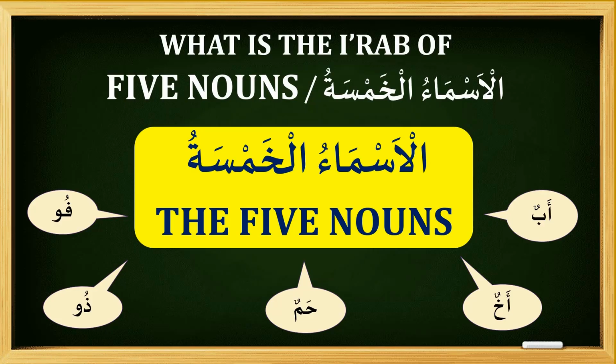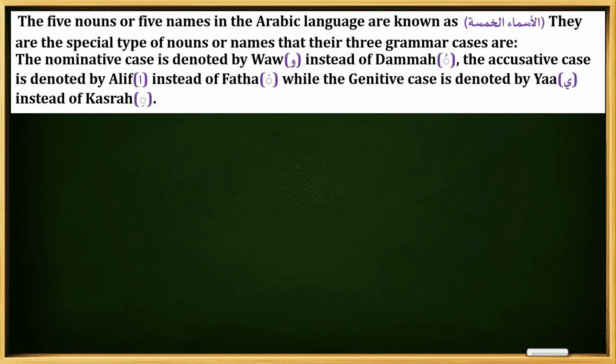Today we are going to learn الأسماء الخمسة, the five nouns, and the i'rab of the five nouns, inshallah. The five nouns or five names in the Arabic language are known as الأسماء الخمسة. They are a special type of nouns whose three grammar cases are denoted differently: the nominative case is denoted by waw instead of dhamma, the accusative case is denoted by alif instead of fatha, while the genitive case is denoted by ya instead of kasra.